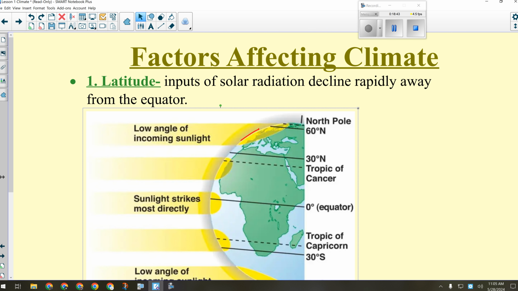Now, this effect is exacerbated by the fact that the Earth is tilted. So the Earth's axis is tilted 23.5 degrees. It is actually why we have seasons. If the Earth was perfectly straight up and down, we wouldn't get seasons. We get seasons because of the tilt of the Earth. Here's how it works, in case you didn't know. So that's the sun.